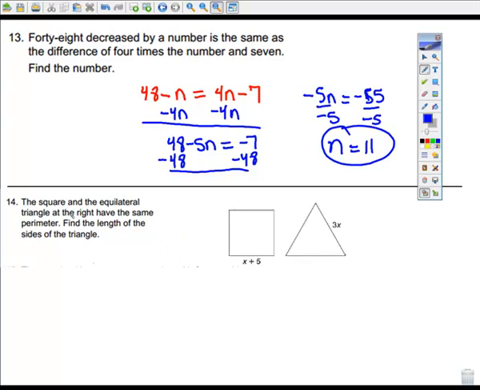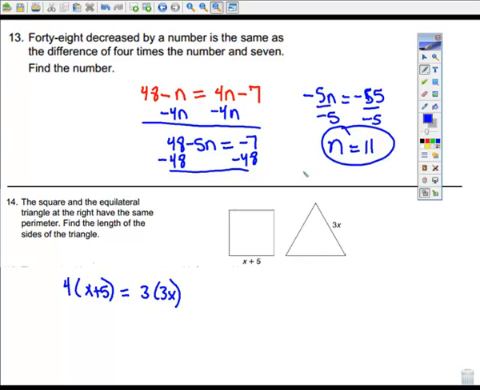All right, we have one more. The square and the equilateral triangle at the right have the same perimeter. Remember, perimeter is the distance around. Well, recall that all sides of the square are the same. So I have 4 sides that are x plus 5. You can always go x plus 5 plus x plus 5 plus x plus 5 plus x plus 5, but I'm not going to because it's quicker to do it this way. And that's the same as, remember, all the sides of an equilateral triangle are the same. So I have 3 of the 3x.